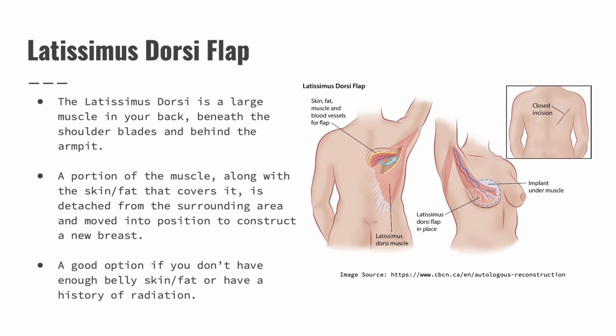A third option under autologous reconstruction is the latissimus dorsi flap. The latissimus dorsi is a large muscle in your back, beneath the shoulder blades and behind the armpit. A portion of the muscle, along with the skin and fat that cover it, is detached from the surrounding area and moved into position to construct a new breast. This is a great option if you do not have enough belly skin or fat, or have a history of radiation.